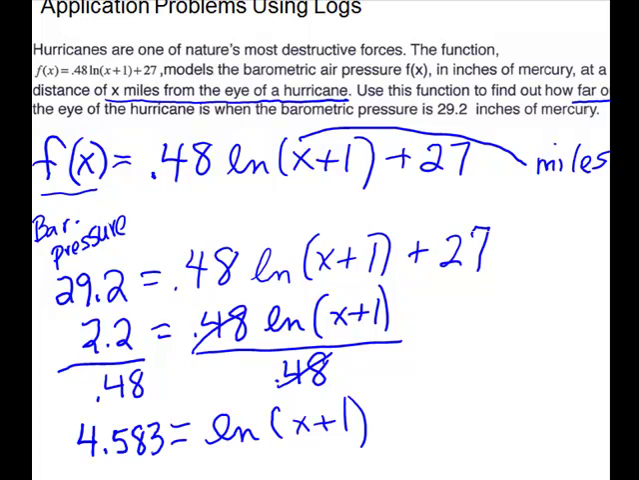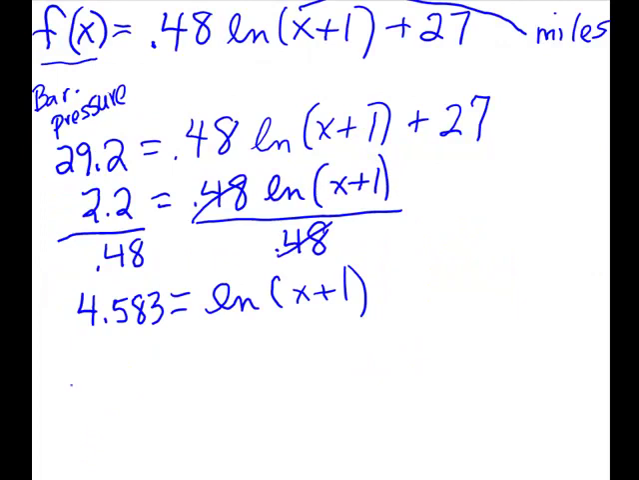And now I have a logarithmic equation that only has a log on one side. And so to solve that, remember, we're going to change to the exponential form. So we're going to take the base of the log, which here is e. E to this power will equal x plus 1. So I have e to the 4.583 equals x plus 1.